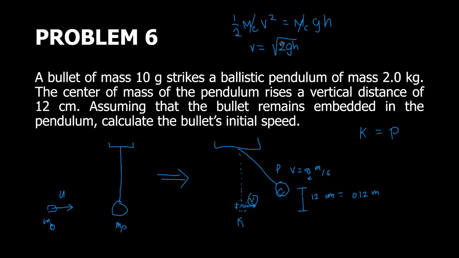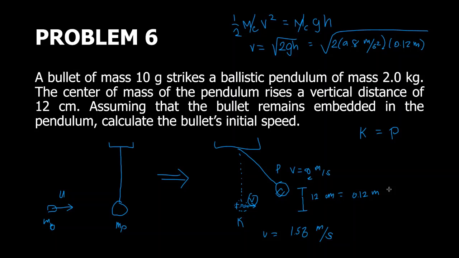So, substitute the values. We have 2 times g, which is 9.8 meters per square second, times the height, which is 0.12 meters. Then, take its square root. You'll get V equals 1.53 meters per second. So that is only the first part.